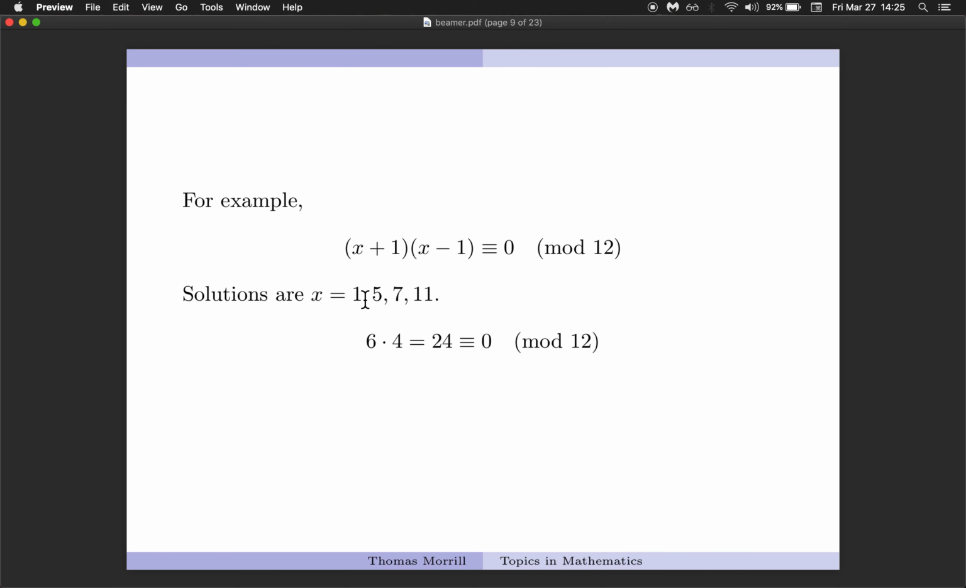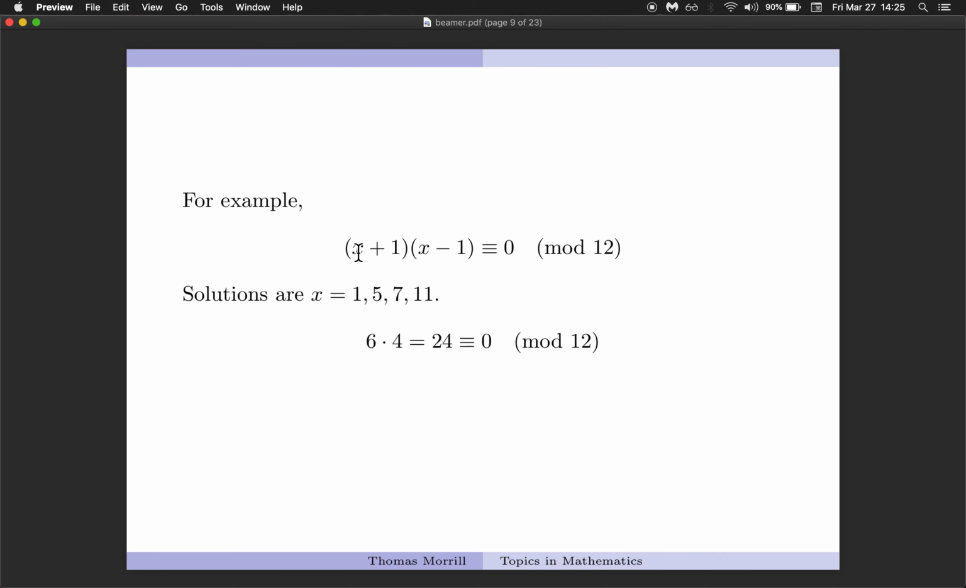So I can write out all of the solutions to this congruence, and there's actually more than 2 of them. There's 4 solutions to this congruence. I can check, well, here's my 1. That's always a solution. Here's my -1. I just wrote it as 11 because 11 is congruent to -1 modulo 12. So those 2 will always be solutions. But I also pick up 2 more, 5 and 7.